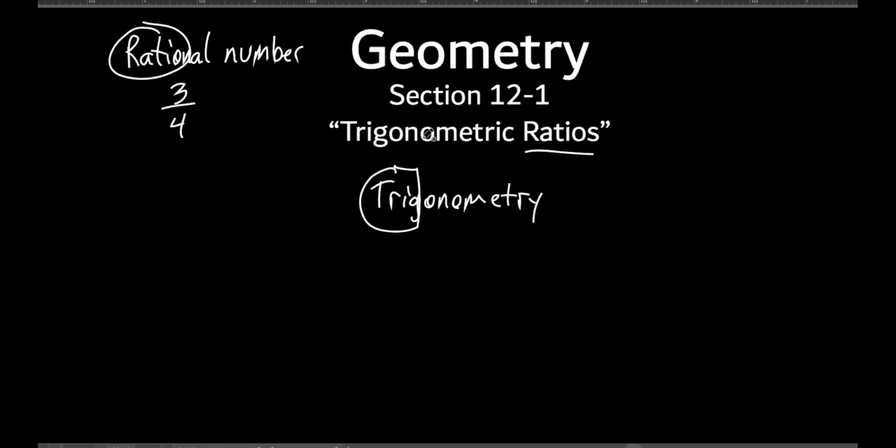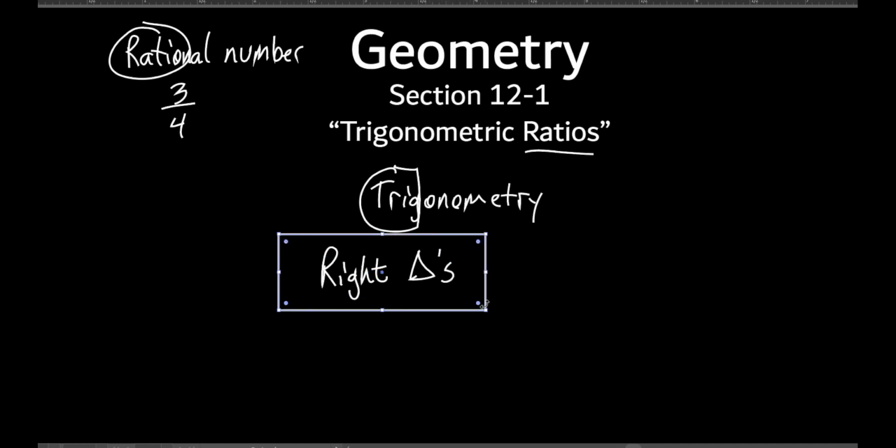So we dissected the word trigonometric and we dissected the word ratio. So now let's do this. When we do these trig ratios, I'll say that, we are only dealing with right triangles. So these only work with right triangles. It's really important that you understand that.